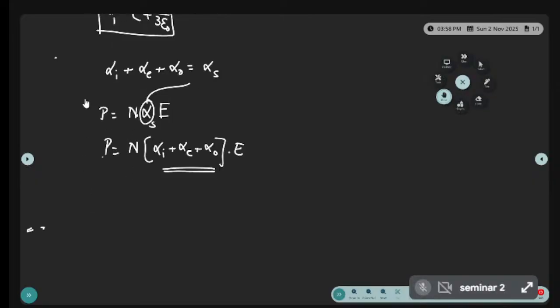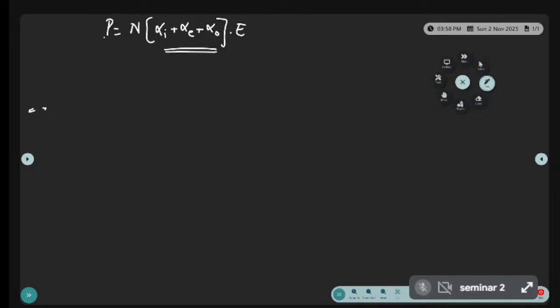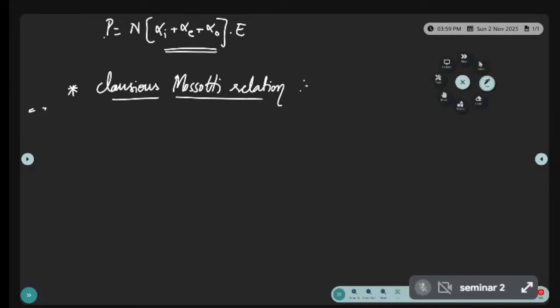Next, the Clausius-Mossotti relation is one more topic that we are going to see, which is given as epsilon r minus 1 by epsilon r plus 2, which is equal to n alpha e by 3 epsilon naught. This is the mathematical form for that heading.